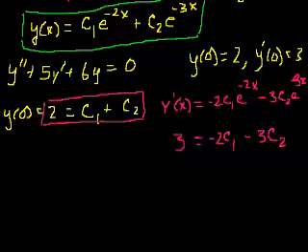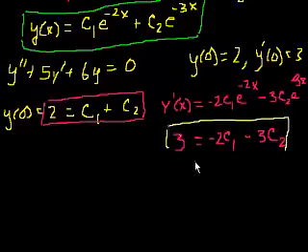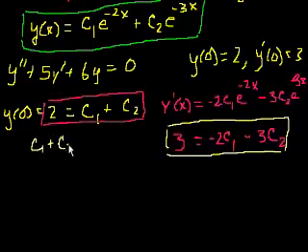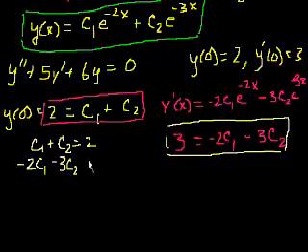So now we go back to your first year of algebra. We have two linear equations with two unknowns, and we can solve. Let me write them in a form that you're probably more used to. The first one is C1 plus C2 is equal to 2. And the second one is -2 C1 minus 3 C2 is equal to 3.